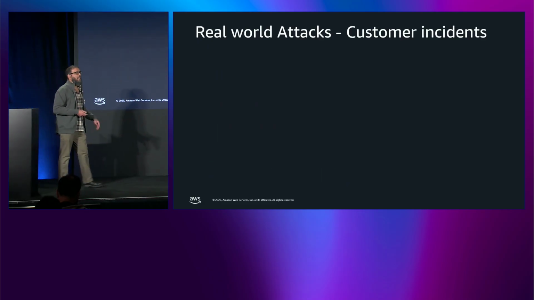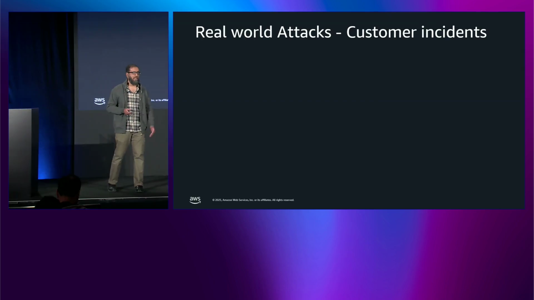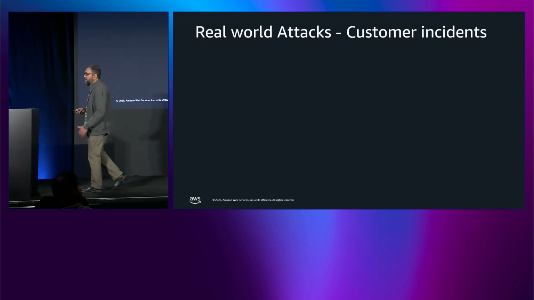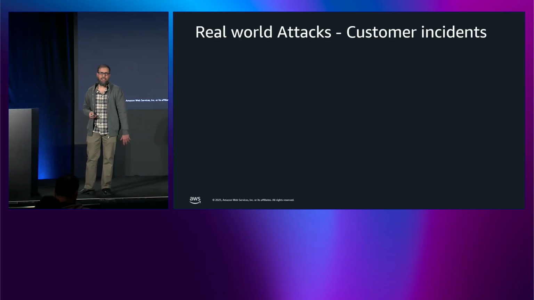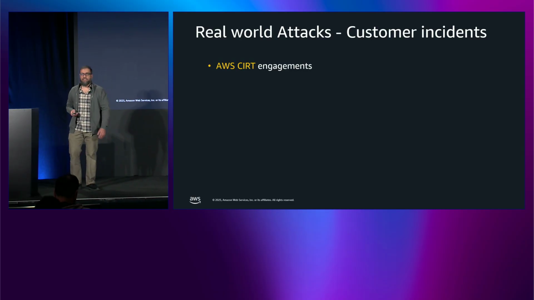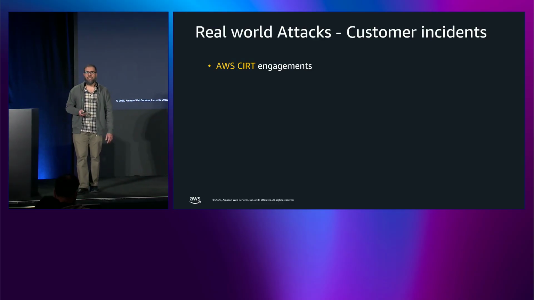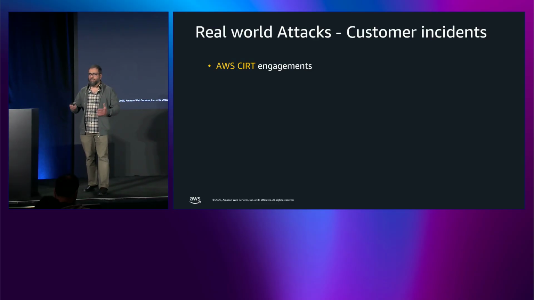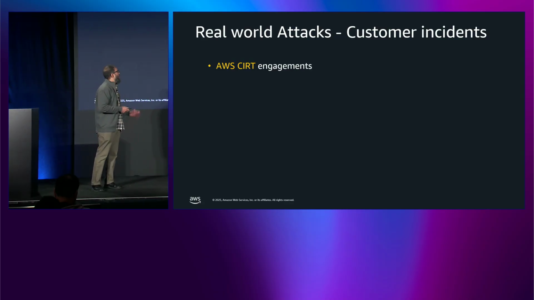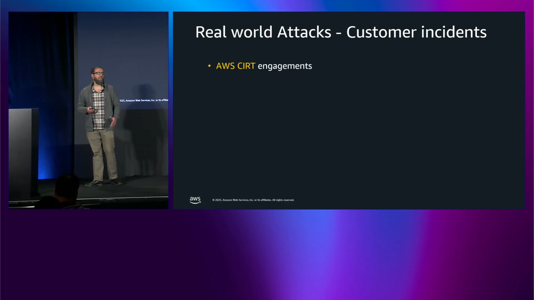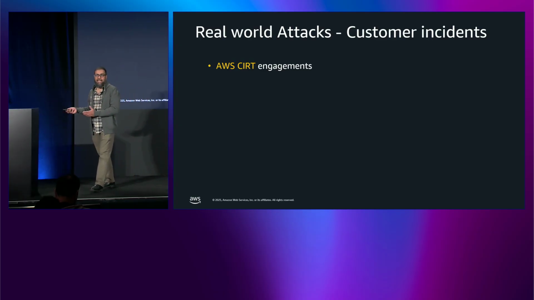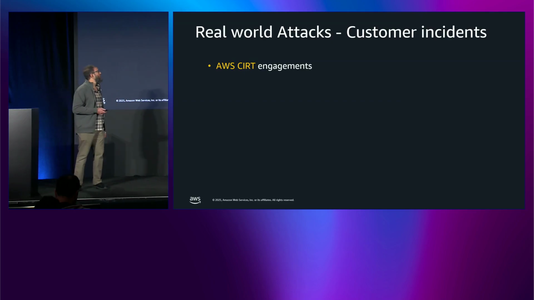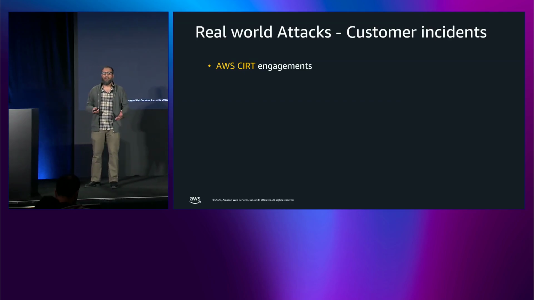First of all, let's see how GuardDuty gathers information about real-world attacks. The first and one of the most important sources of information are the actual customer incidents. We have a team called AWS CIRT, or Customer Incident Response Team, that helps customers in responding to their security incidents. And from these customer engagements, we gather valuable information about tactics and techniques used in actual attacks against AWS customers. We also learn about the most common or the top techniques used against AWS customers.